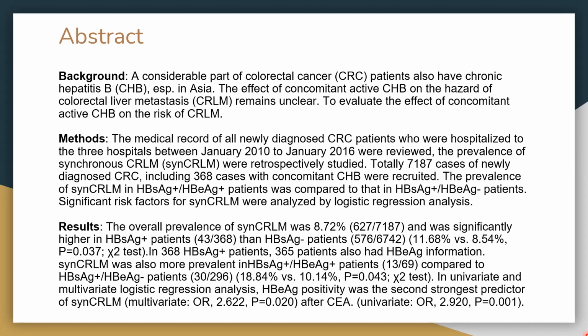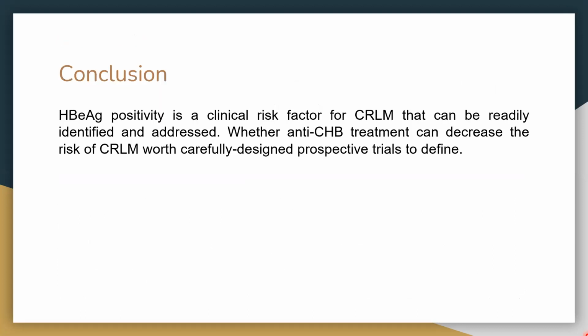For the results, the overall prevalence of synchronous colorectal liver metastasis was 8.72%, and this was significantly higher in HBsAg positive patients compared with HBsAg negative patients. In univariate and multivariate logistic regression analysis, HBsAg positivity was the second strongest predictor of synchronous colorectal liver metastasis after CEA.